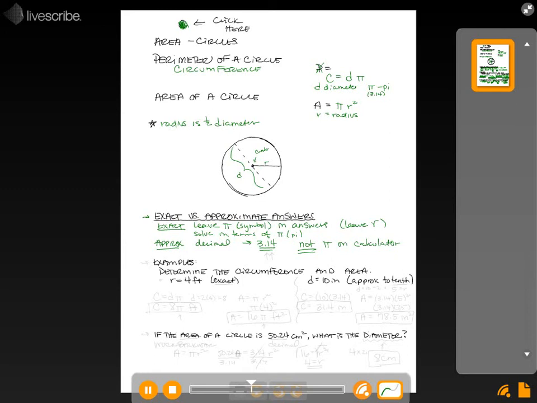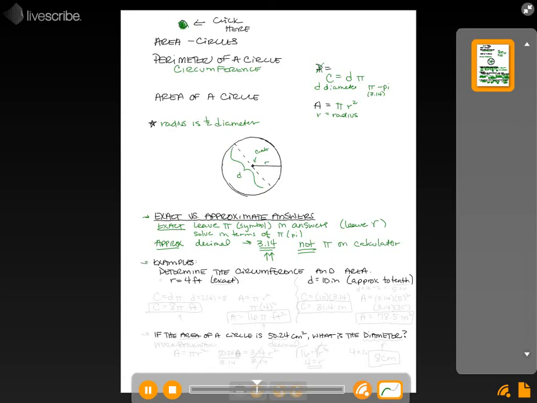It opens the opportunity for our answer to be larger or smaller than what we would have if we rounded it. So I want you to use 3.14. Okay? Do not use the pi button on the calculator. But if they ask for an approximate answer, you're going to have a decimal. You're going to swap pi out for 3.14.